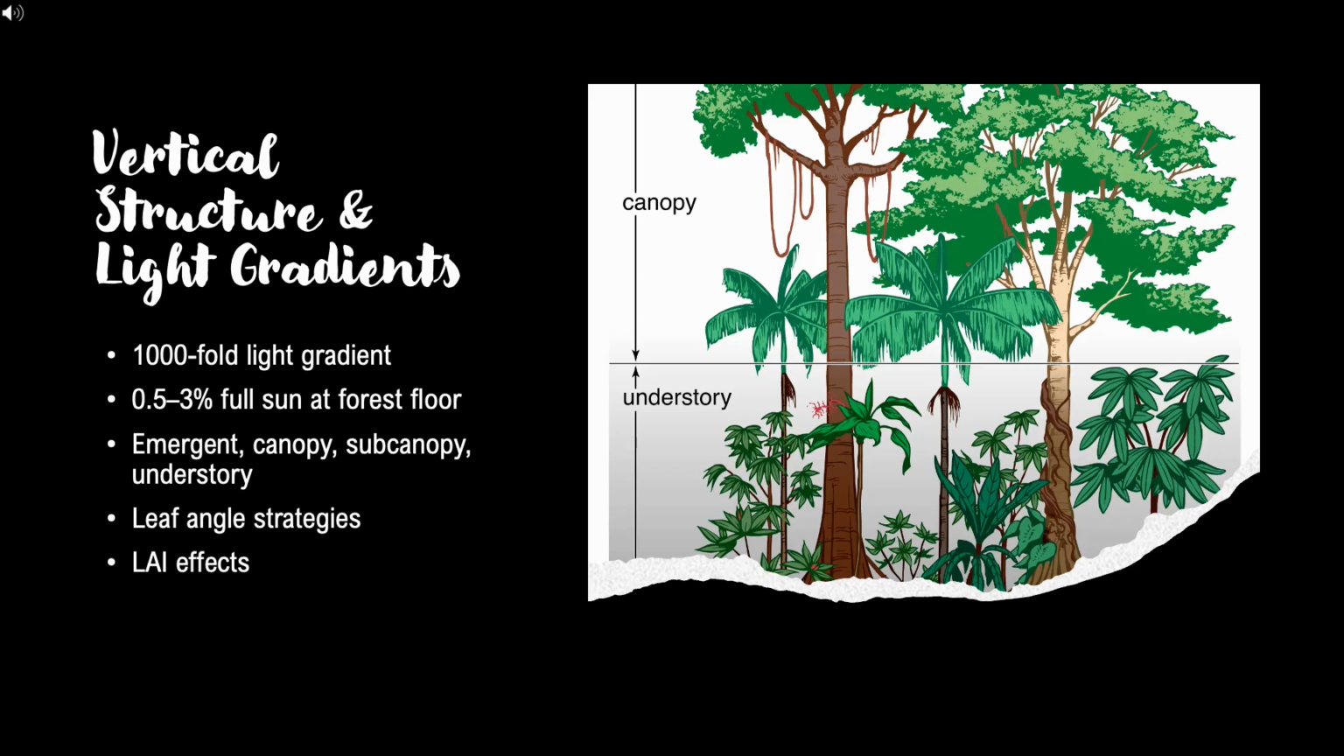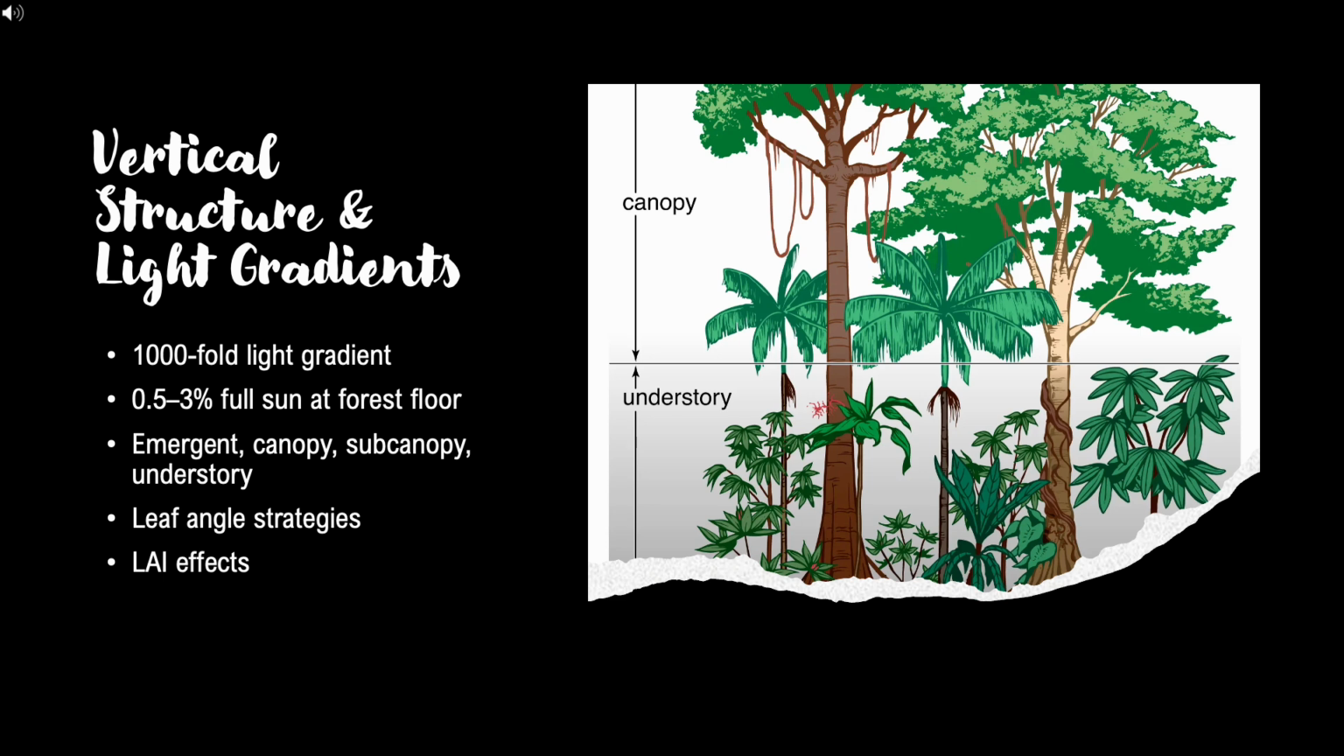The layers are the emergent layer. This is the layer with the tallest trees poking above the main canopy. The canopy itself, the continuous green ceiling often 25 to 40 meters high. The subcanopy, shade-adapted trees below the main canopy, and the understory, shrubs, small trees, and herbs adapted to deep shade. Each layer has evolved specific strategies for capturing light. Canopy trees orient their leaves horizontally and have large surface areas. Understory plants often have very large, dark green leaves to capture whatever light filters through.